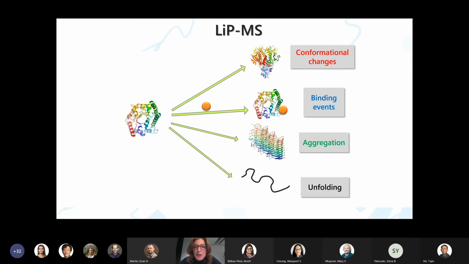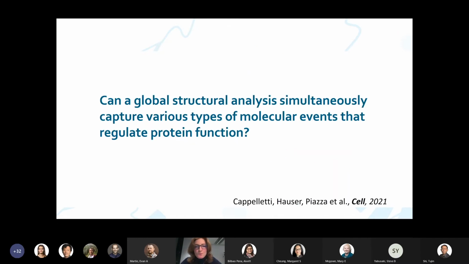So to summarize this part, we learned from these experiments that using this approach, we can detect protein conformational changes and binding events. We can also detect aggregation events, as I've shown for alpha-synuclein. And something I did not talk about is that you can also use this technique to probe the unfolding of proteins after addition of a certain denaturant. For example, when you heat up a lysate or when you add urea, you can monitor the unfolding profile of proteins in a lysate using this approach.